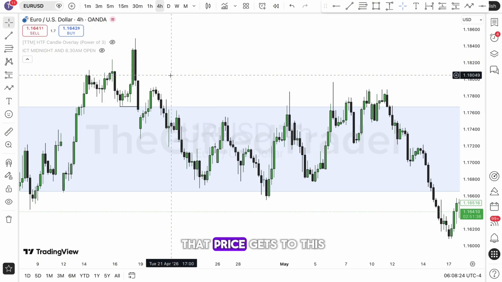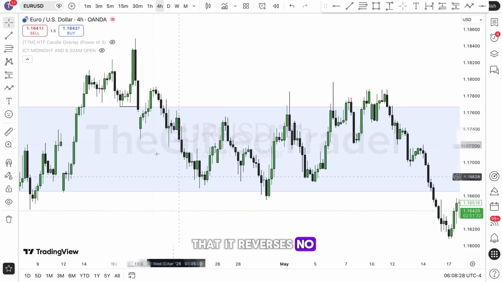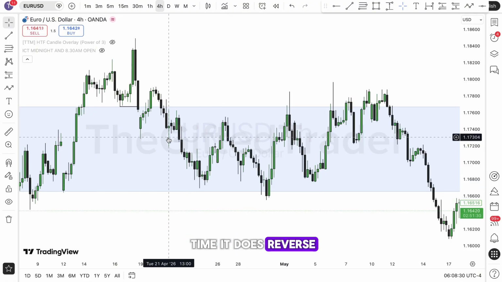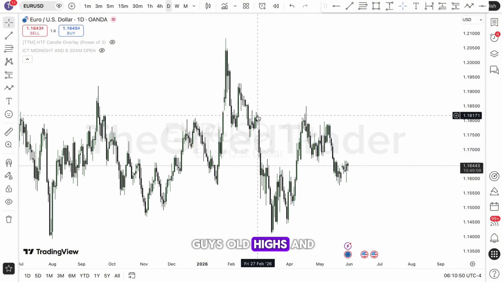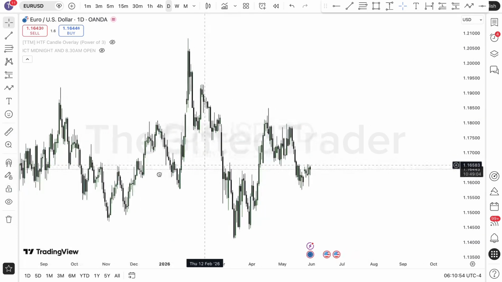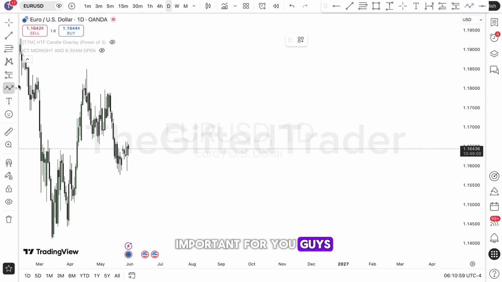It's not every time that price gets to my fair value gap that it reverses. No. But the majority of the time it does reverse if your line is well to the higher time frame. Let me teach you old highs and old lows later. Let me teach you optimum trade entry. Alright, so I think this is important for you guys.